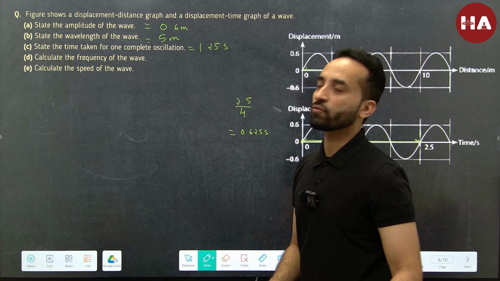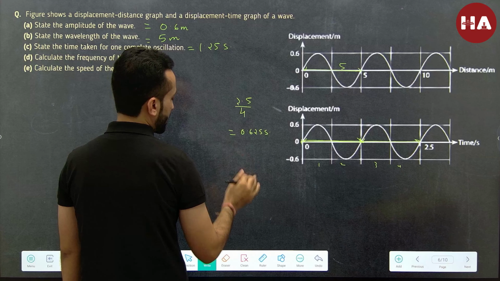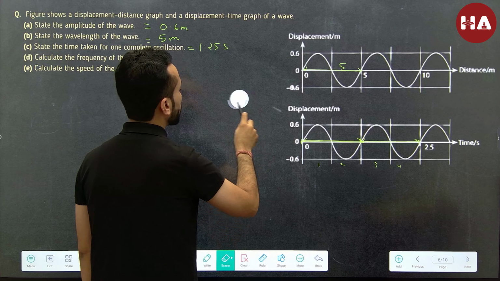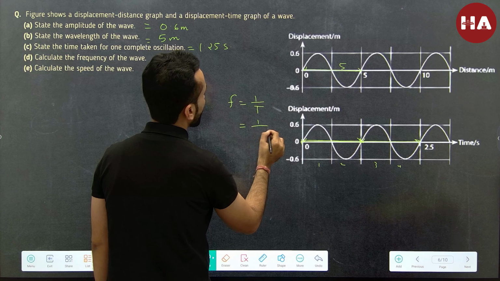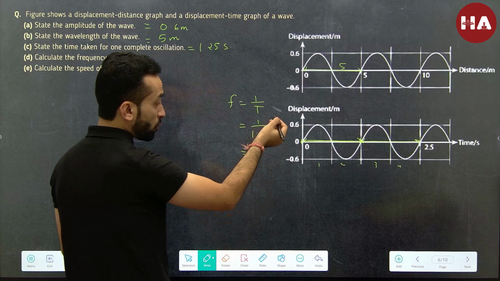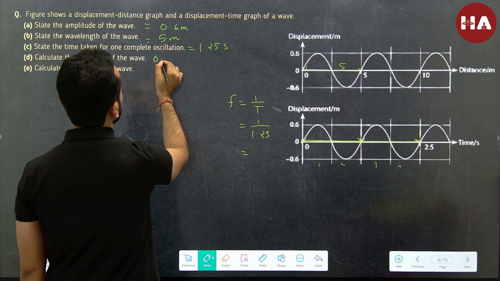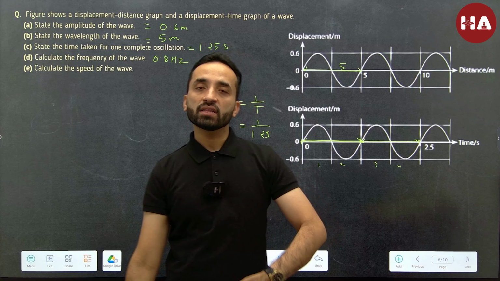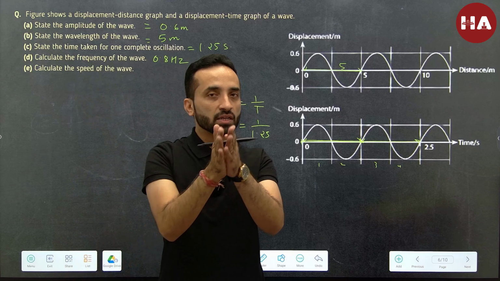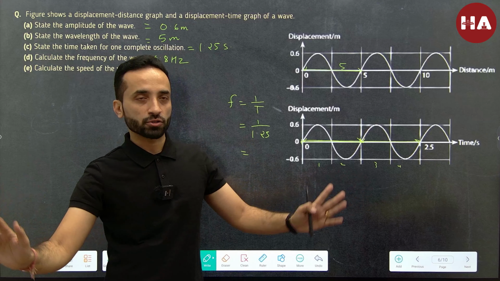Calculate the frequency of the wave, students. Of course you understand that frequency is 1 over the time period. So frequency is 1 over T, that is 1 over 1.25. That's going to be 4 by 5, so 0.8 hertz. Right students? Don't worry if it is less than 1. That can obviously happen. That means within 1 second you don't have one complete wave.